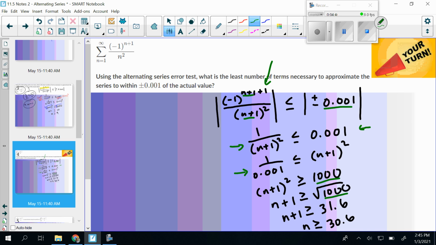If you do square root of 1,000 to solve, it's about 31.6, and finally minus 1. So the number of terms needs to be greater than or equal to 30.6. That's not a whole number, so it looks like in this case we would need to use 31 terms of this in order to get our error to be less than 0.001 away from the actual value.